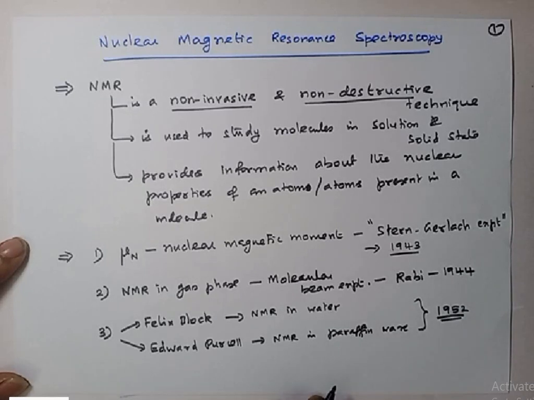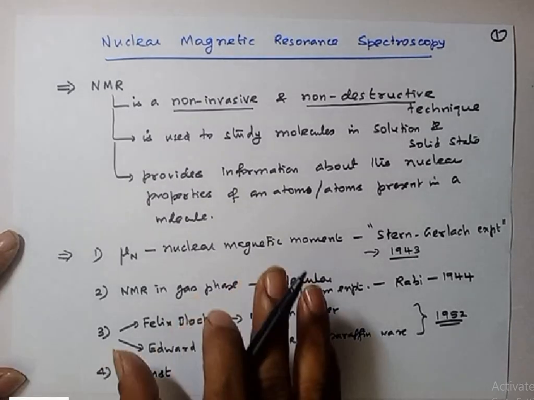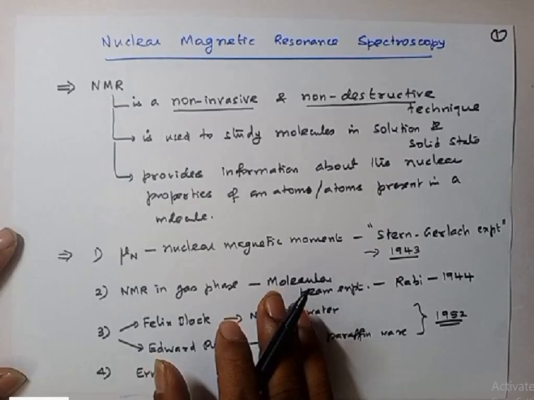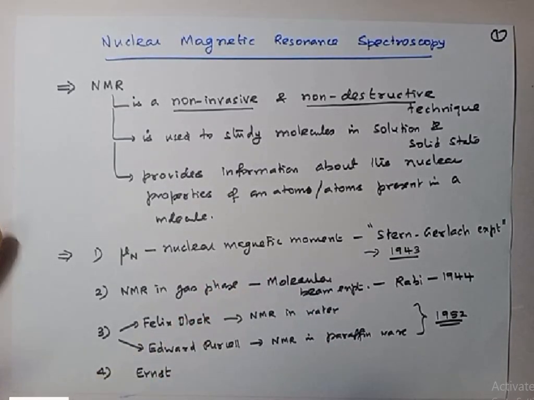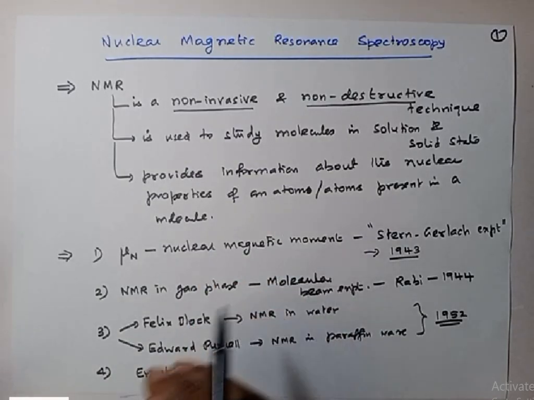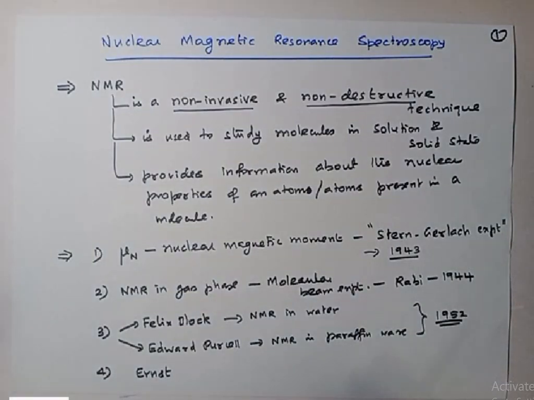Then another scientist, Ernst, received the Nobel Prize, and chemical shift was discovered, and so many things happened. Many people got the Nobel Prize, and many people contributed a lot to NMR techniques and to the application of NMR in different areas of science.